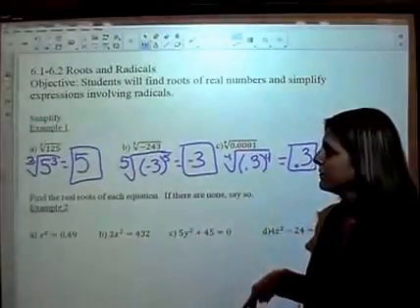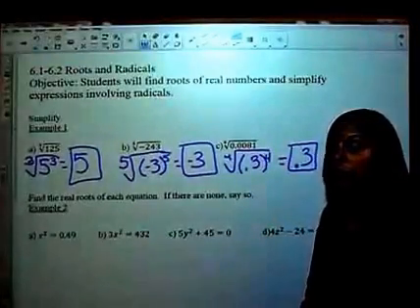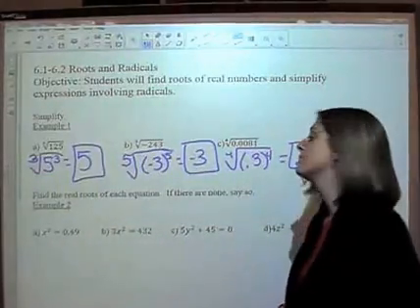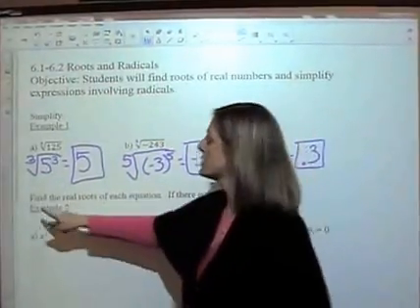So let's take a look at example number 2. Find the real roots of each equation. If there are none, say so. Remember, it says real roots.